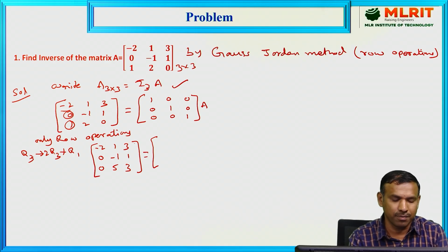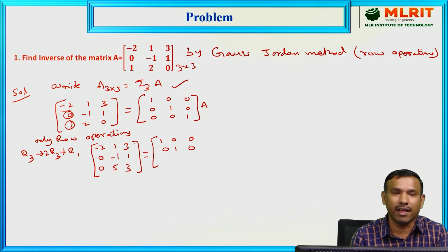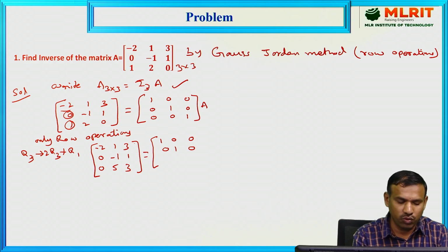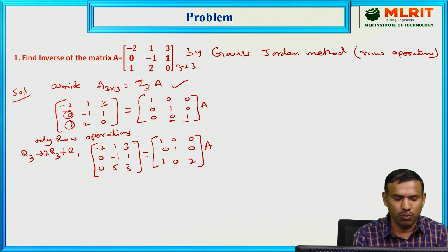2R3 plus R1. So first row no change, second row no change, keep it as it is. First two rows as it is I am writing. Next, 2R3, 2 into 0 plus R1, 1, 0 plus 1, 1. 2R3, 0, this element, 0 plus 0, 0. 2R3, 2 into 1, 2, 2 plus 0, 2. Right?